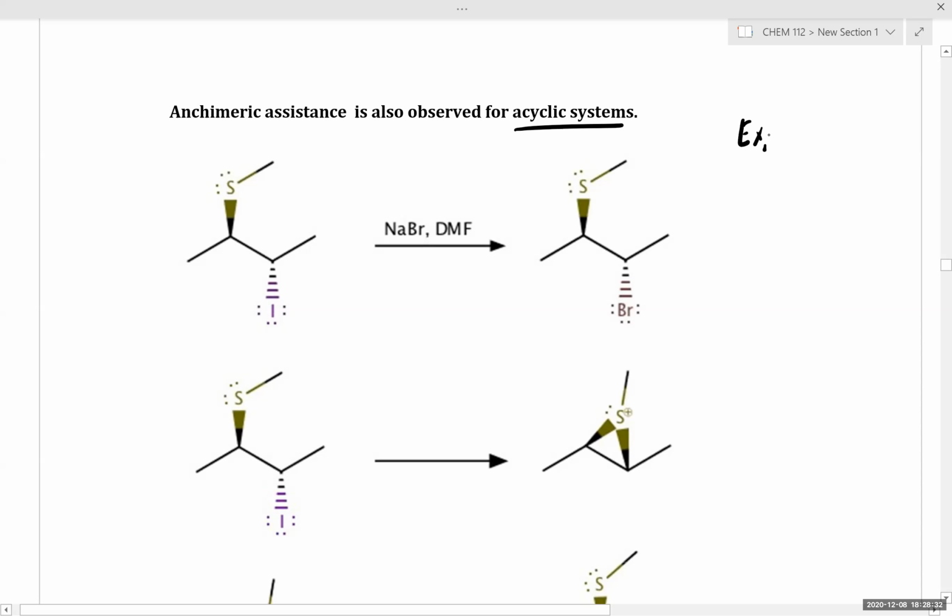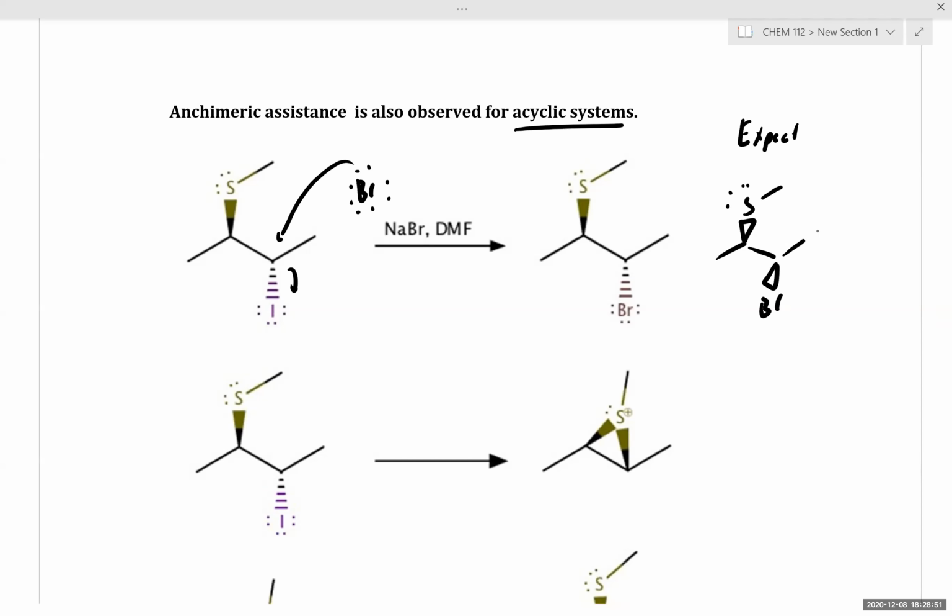We would expect intuitively that we would just have attack of our bromide, and we'd end up with our product giving inversion of stereochemistry, right? That's what we would expect as the natural outcome of this reaction with no other external factors. However, as we can see, do we observe inversion of stereochemistry? No. So anytime you observe retention, I want you to be on the lookout for this idea of double inversion.